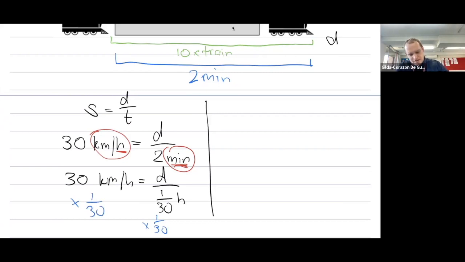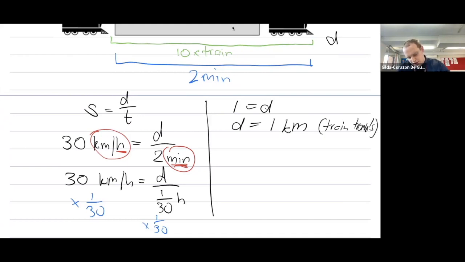That then gives us 1 equals D. Okay, now remembering that we've converted everything so that it's in kilometers per hour. So D is 1 kilometer. Okay, so that's the length that the train travels.